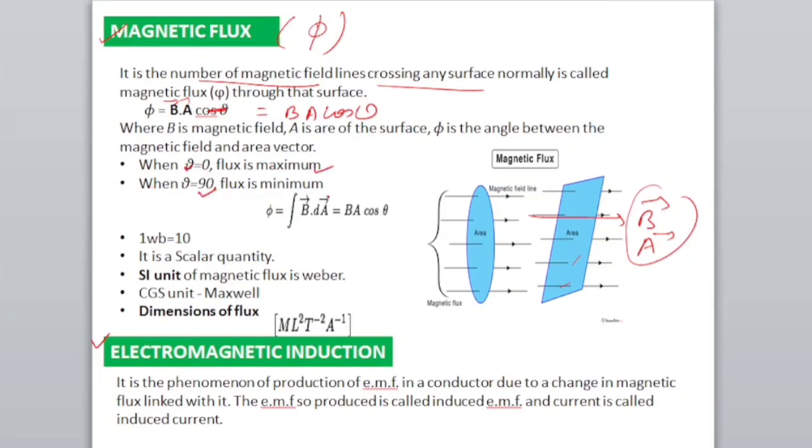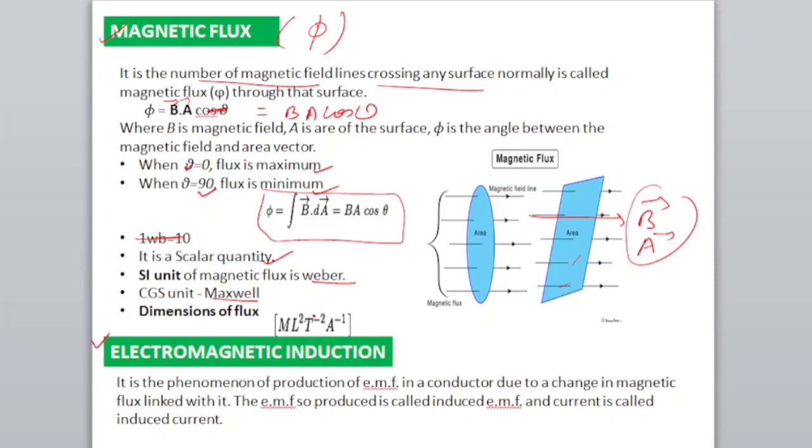If theta is 90 degrees, it means the angle between magnetic field and area vector is 90 degrees, and flux is minimum. For a closed integral, you can also write phi equal to the integration of B dot dA, that is BA cos theta. It is a scalar quantity. The dot product of two vectors is always a scalar quantity. The SI unit of magnetic flux is Weber. In CGS system, it is Maxwell. And the dimension of this flux is M L squared T to the power minus 2 A to the power minus 1.